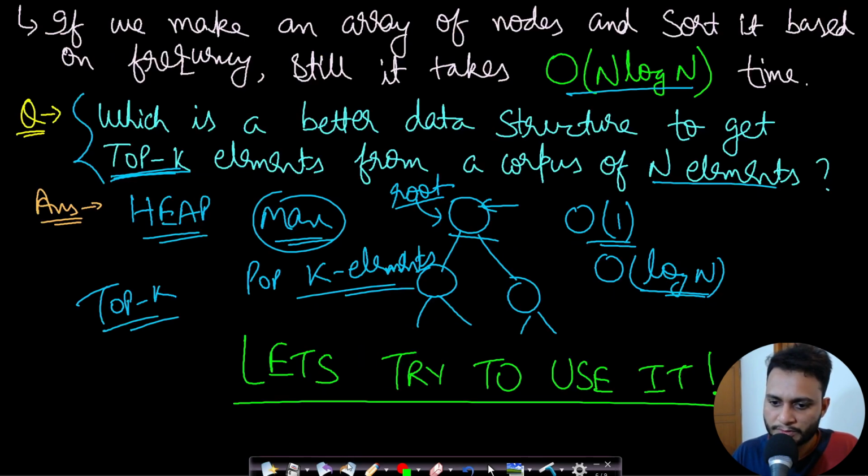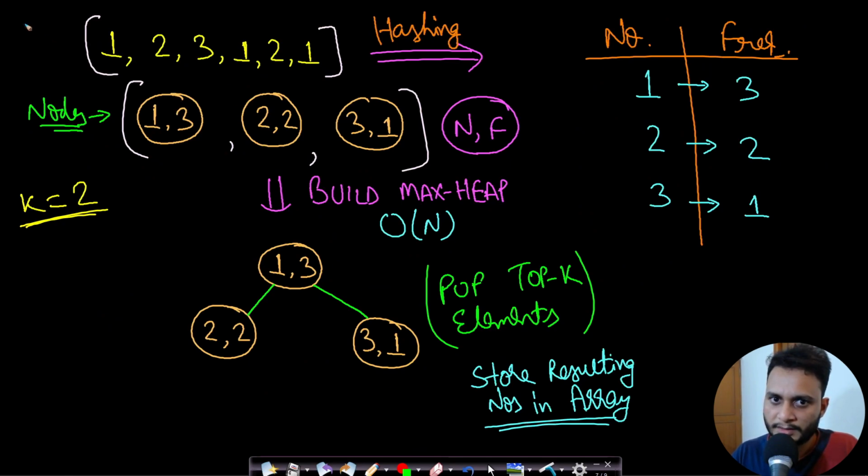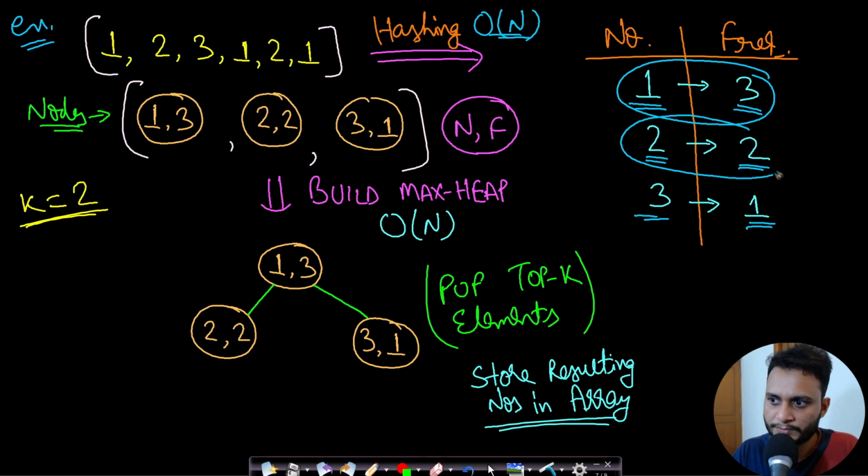Now let's try to use it and see it in a dry run. Let's assume that this is our example. This is the given array 1 2 3 1 2 1. If we apply hashing, then this is our hash map. This is the unique value and its corresponding frequency is given on the right hand side. Once you have done this hashing, it will take order of n time. After hashing, you can assume each of these pairs as a node. There will be 3 nodes because there are 3 unique elements. First value will be the unique element, second value will be the frequency.